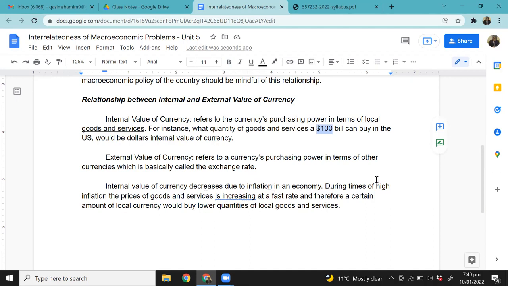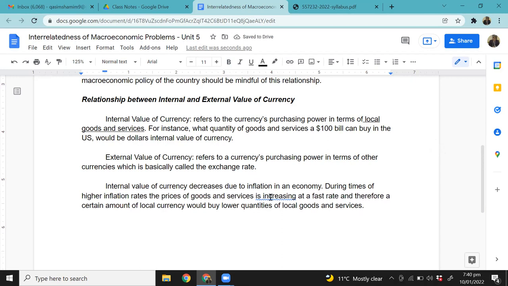During times of higher inflation, the prices of goods and services are increasing at a faster rate, and therefore a certain amount of local currency, like $100, would buy lower quantities of goods and services, right? So that's the simple idea. Now, this being said, how will this affect your external value, and vice versa, right?